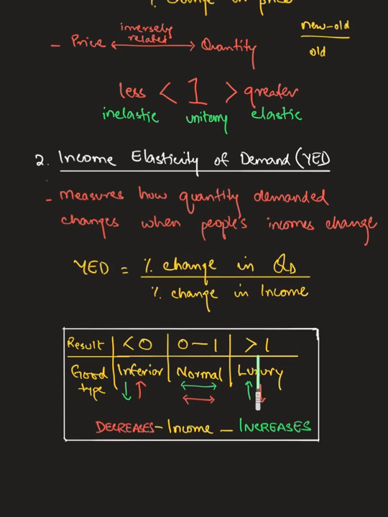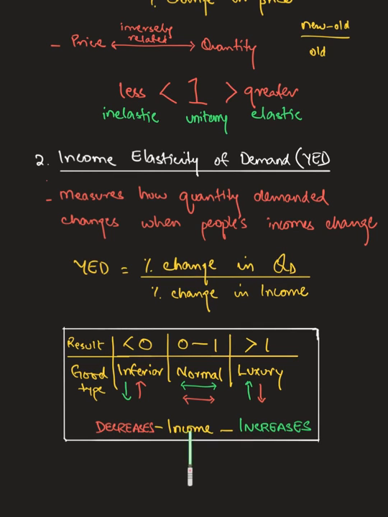When you insert the numbers, you'll either get a number that's greater than 1, between 0 and 1, or less than 0. In each case, the meaning is very different. If it's greater than 1, it's a luxury good, things like sports cars and luxury vacations. Between 0 and 1 is a normal good, your everyday use, your bread, your medicine. Less than 0 is an inferior good, like public transport or unbranded clothes, things you would buy less of if your income increased.